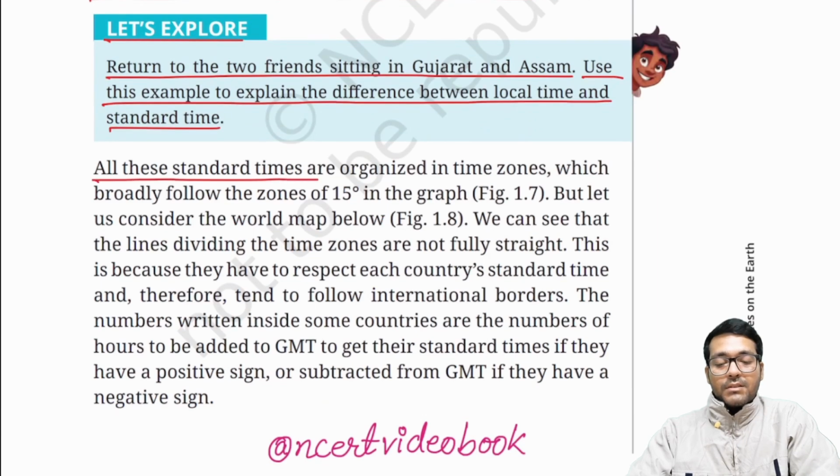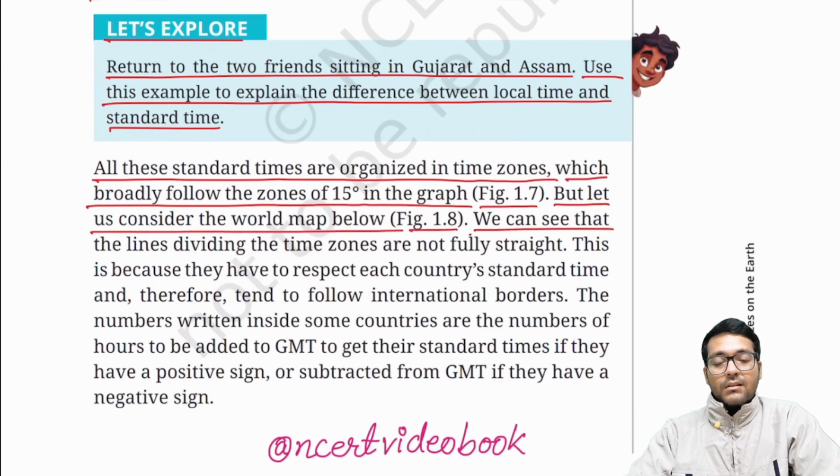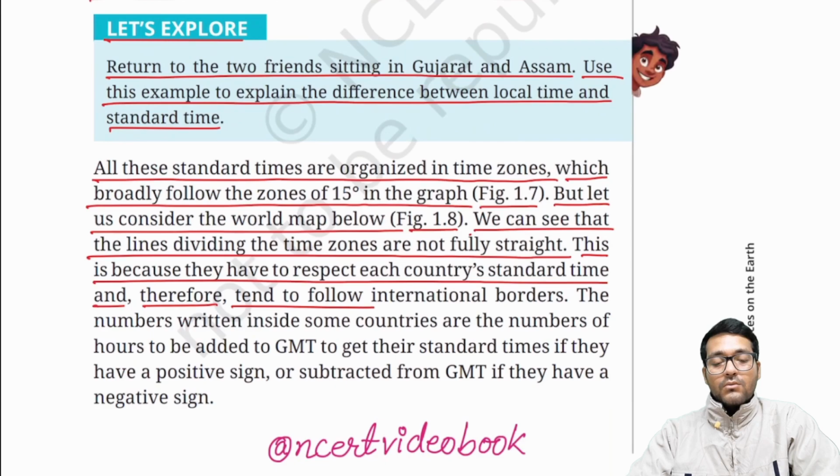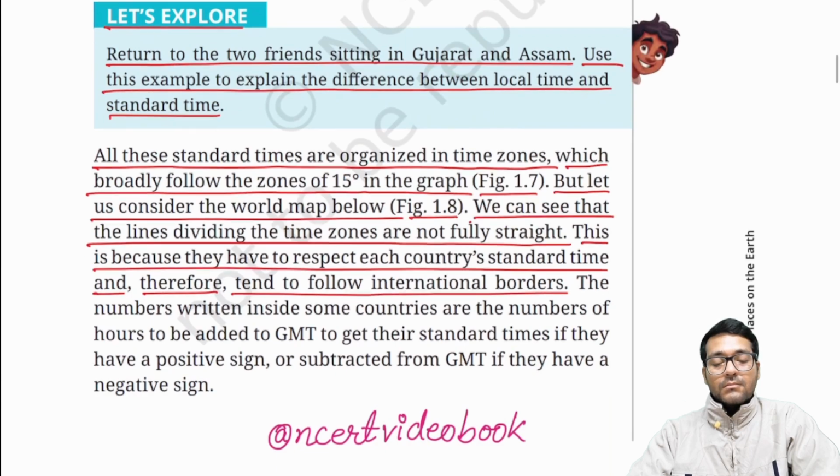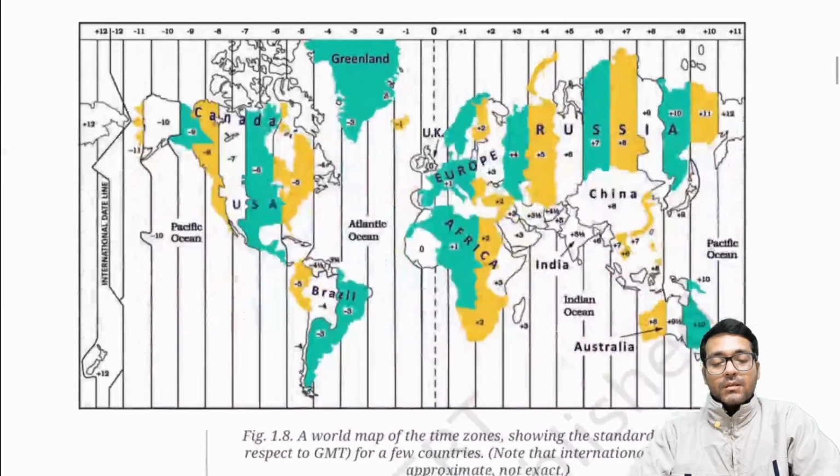All these standard times are organized in time zones, which broadly follow the zones of 15 degree in the graph, figure 1.7. But let us consider the world map below, figure 1.8. We can see that the lines dividing the time zones are not fully straight. This is because they have to respect each country's standard time and therefore tend to follow international borders. You can see different time zones here.